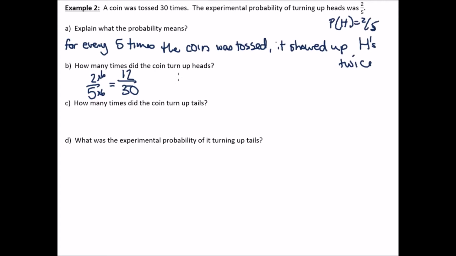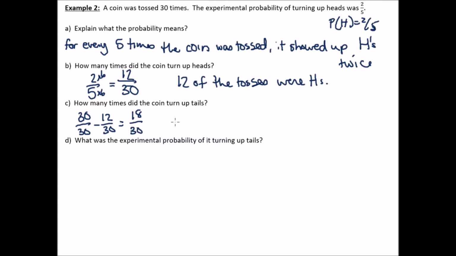So 12 of the tosses were heads. Okay, and then what does that mean? How many times did it turn up tails? Okay, again, this is like the backwards. We're gonna take the leftovers. So 30 out of 30 minus that 12 out of 30, we get 18. So it turned up tails 18 times. So 18 of the tosses were tails.